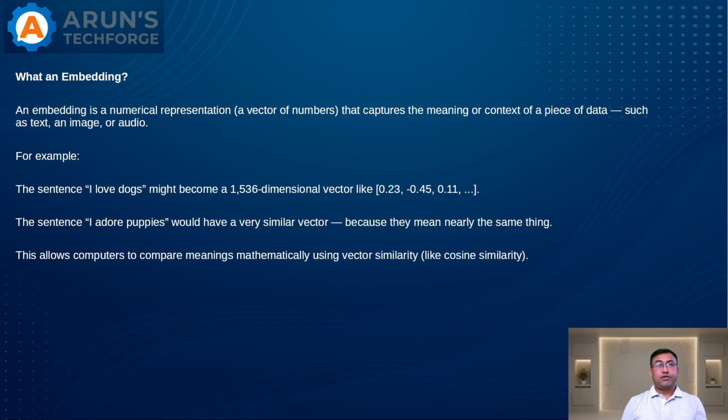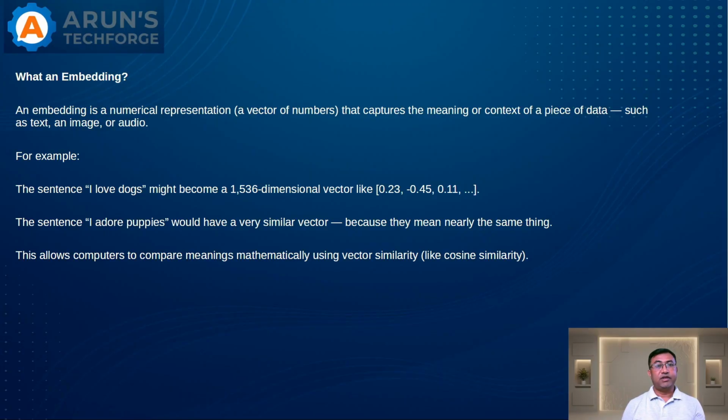Next, there is also a term associated with RAG. When we use RAG, we use some kind of numerical representation of the text. This is called embedding. An embedding is a numerical representation, a vector of numbers that captures the meaning or context of a piece of data, such as text, image, or audio.